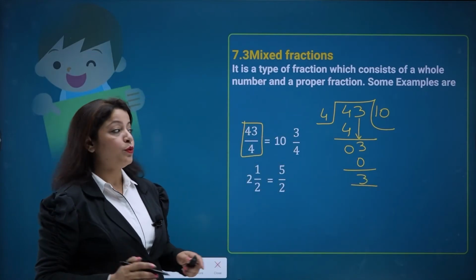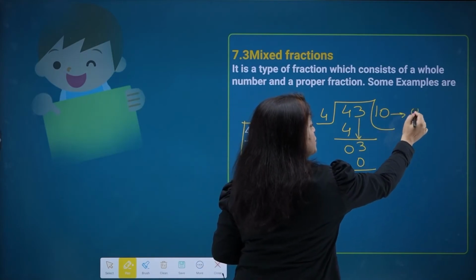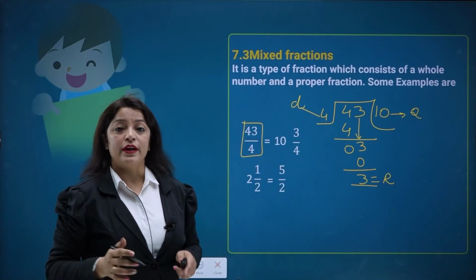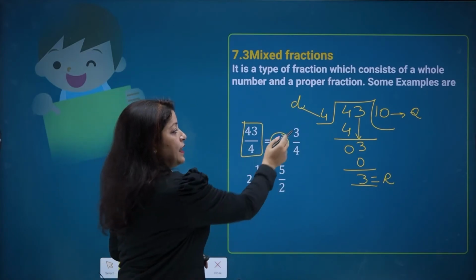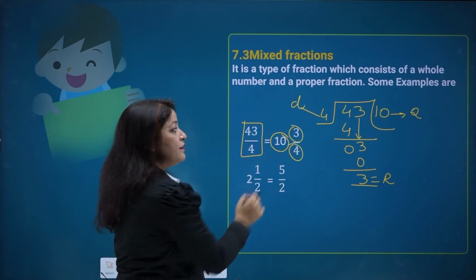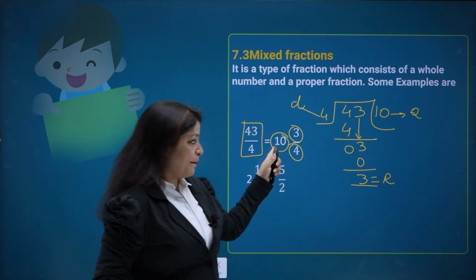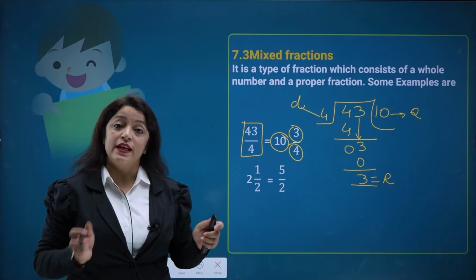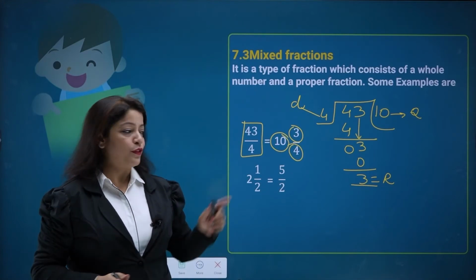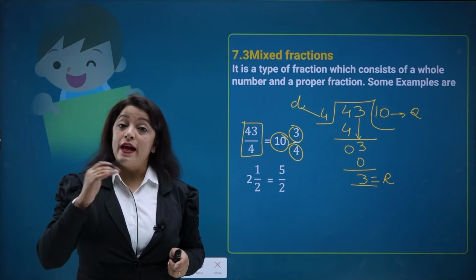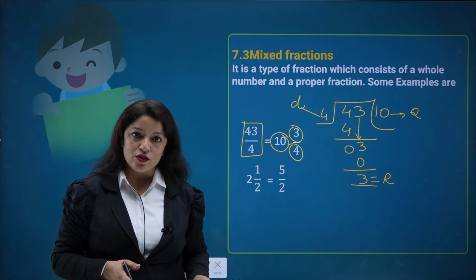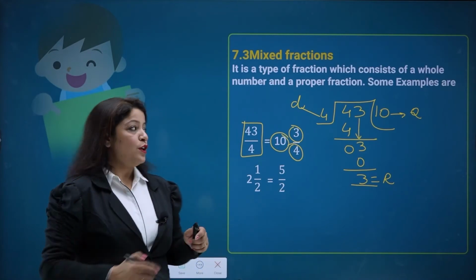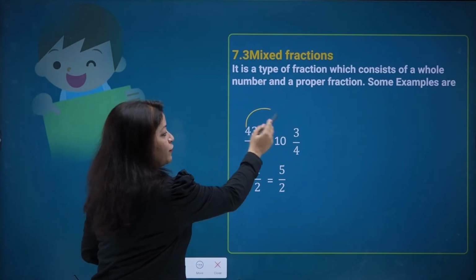That means now you know that this part is called the quotient, this is called the remainder, and this is called the divisor. So how do we write? We write first the quotient part, then the remainder part, and then the divisor. So it becomes 10 whole number 3 over 4. So 10 whole number 3 upon 4 is the mixed fraction of 43 upon 4. So any improper fraction can be written as a mixed fraction, and any mixed fraction can also be written as an improper fraction. So from improper to mixed we have seen.